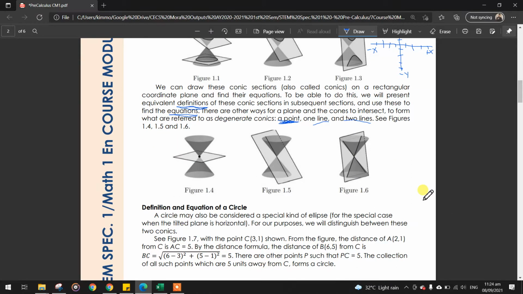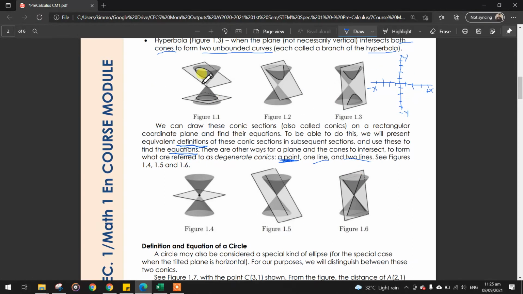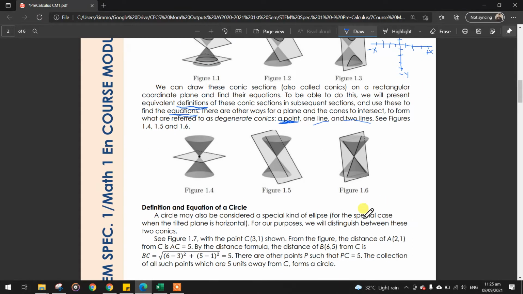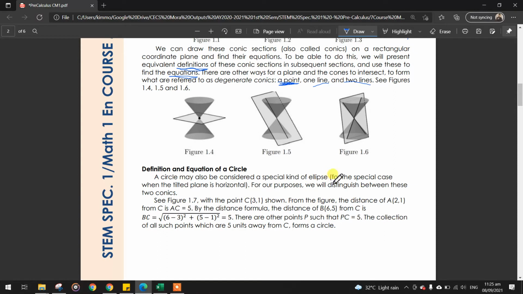Okay, so let's proceed to the definition and the equation of the first conic section, which is the circle. So a circle may be considered a special kind of ellipse. Diba ang ellipse kay katong oblong? So, special kind daw siya nga ellipse ang circle. So, this is for the special case that when the tilted plane is horizontal. So, nakahigda ang plane.